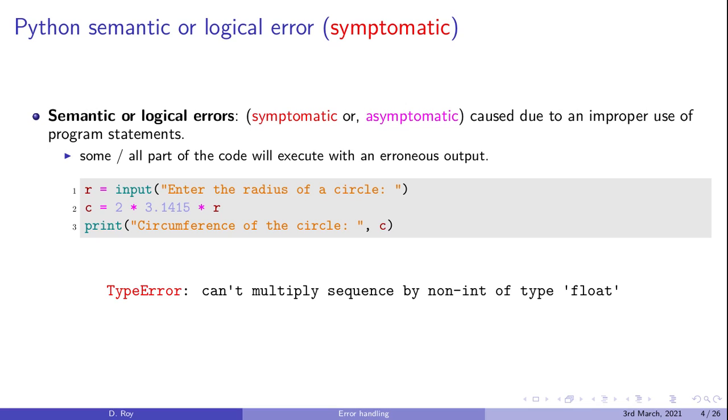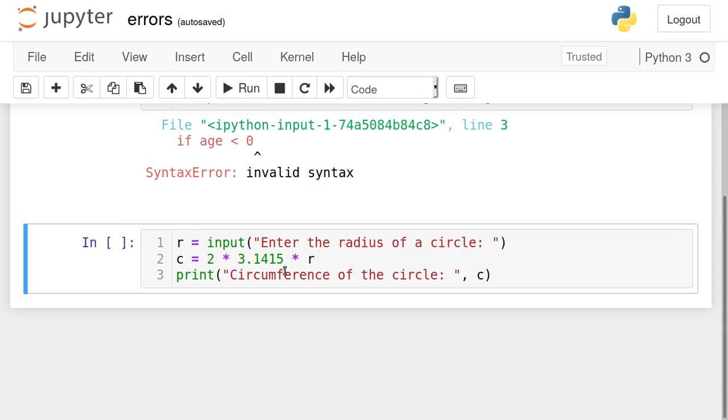So, let us try to execute the same code here. You can see I am taking the radius of the circle as input, and I am computing the circumference of the circle having that radius. I will request you to look at this code and try to figure out what's happening here that is not actually the right thing to do.